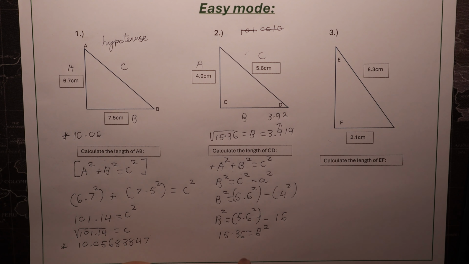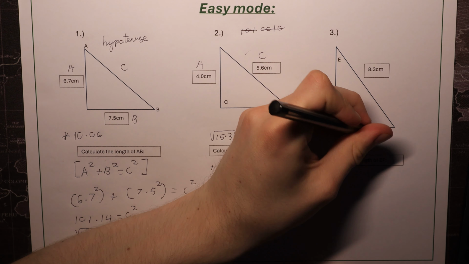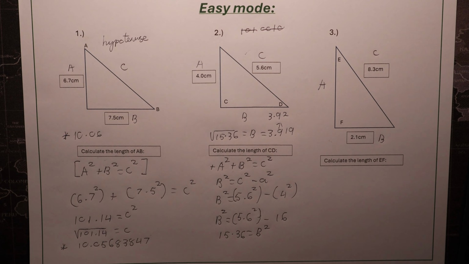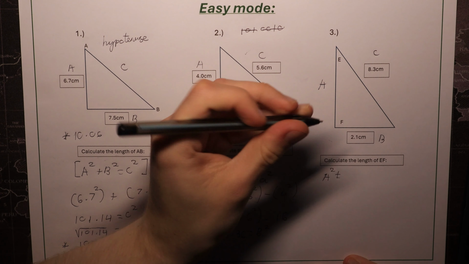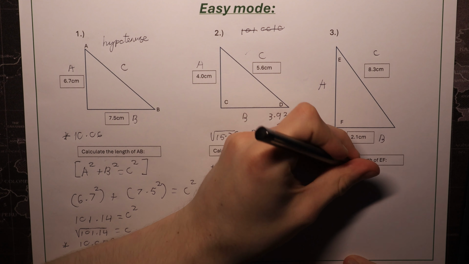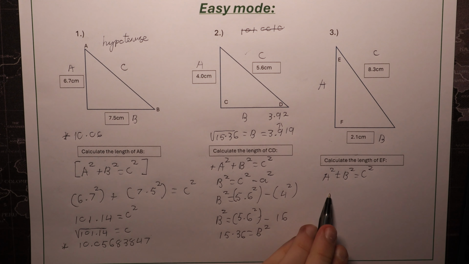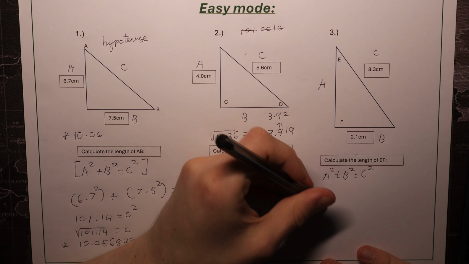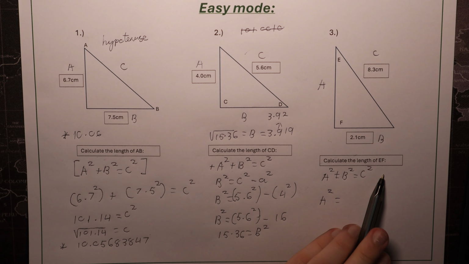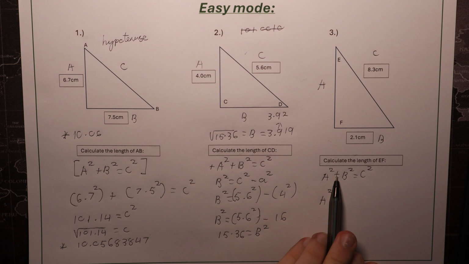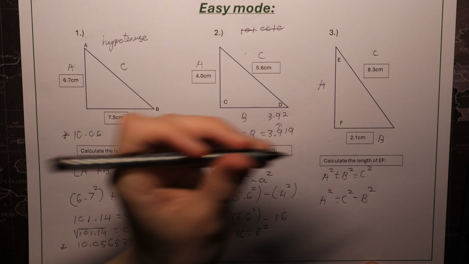Now we need to find EF. EF is here, so we don't have an A, we have a B and we have a C. So we use the same kind of method as we did for number 2. So here what we do is a squared plus b squared equals c squared. So what we need to do is convert this to have a squared on its own. So a squared equals, here we move the b squared over here, changing its polarity to a minus. So we get c squared minus b squared.